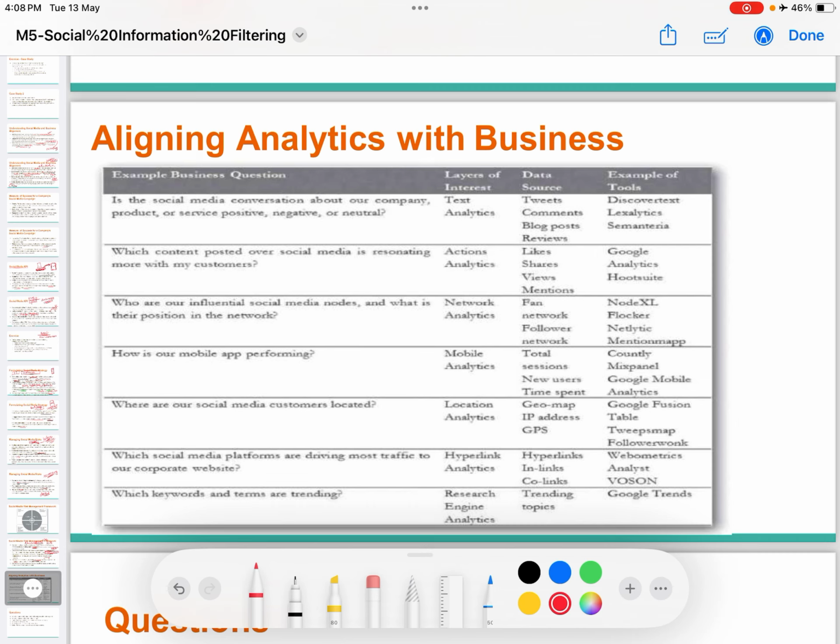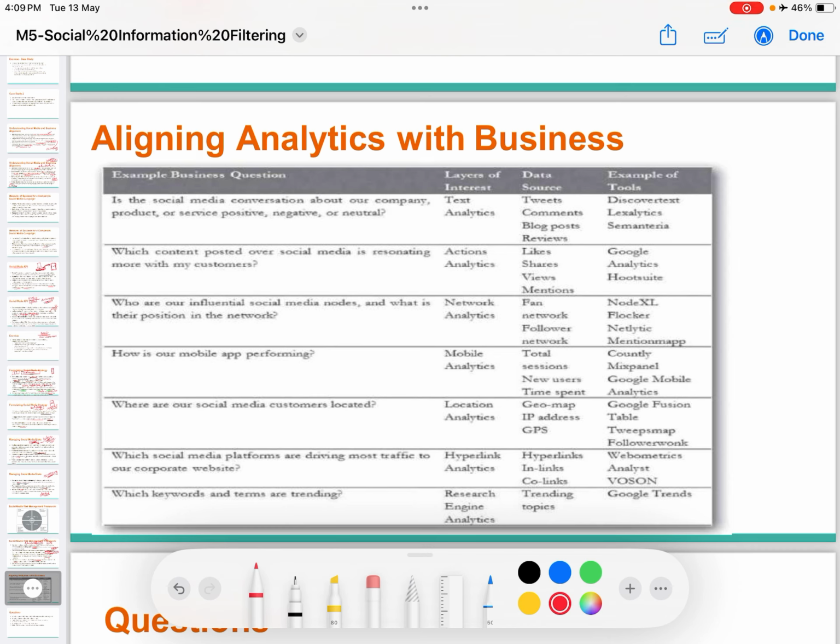By the comments. If the comments are positive about a product, that means the product is doing well. If they are negative, the product has a problem. If neutral, no good, no bad, then it is a neutral comment. So how do you understand? By text analytics. The layer is text analytics. Data sources: tweets, comments, blog posts, reviews. Examples of tools used: Discover Text, Lexalytics, Semantria.